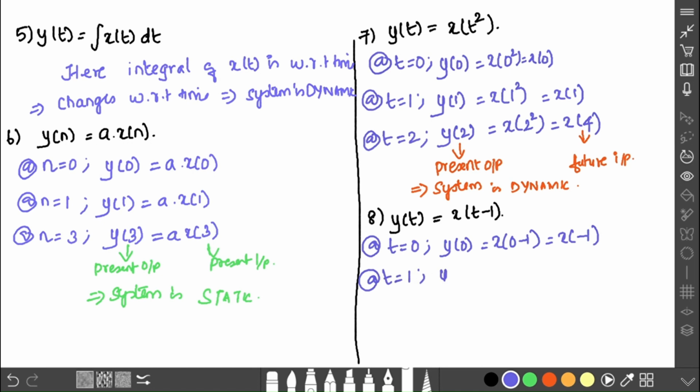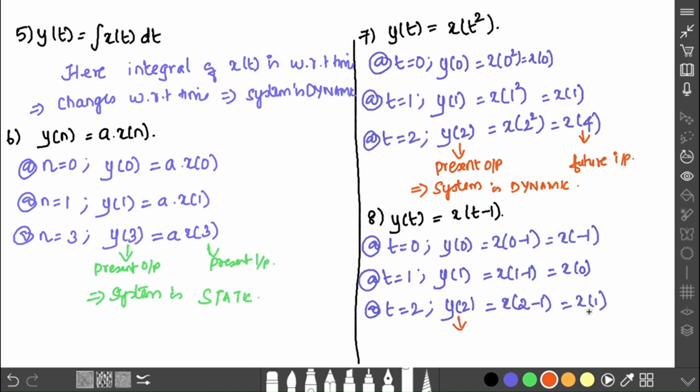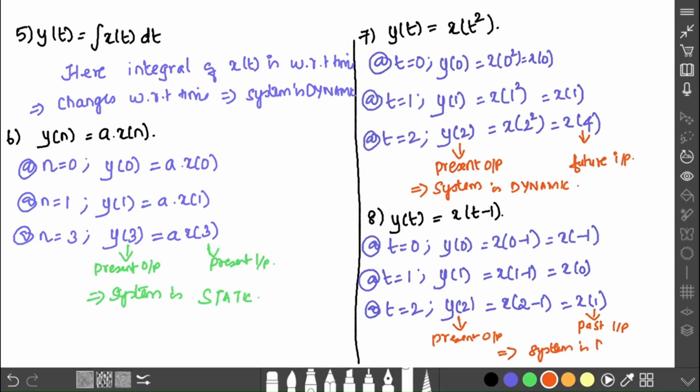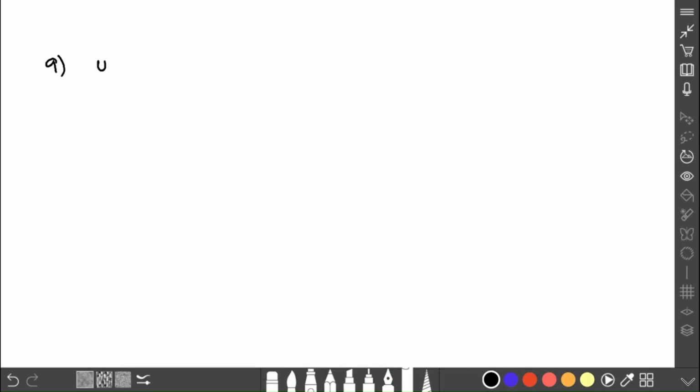Now you can say y of t equal to x of t minus 1. From the given equation itself, t minus 1 is lagging, so surely it will be a past input. The present output depends on the past value of the input. So it is a dynamic case. Likewise, by observing the equation itself, you can say whether the given system is static or dynamic.